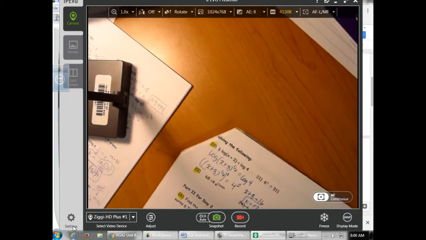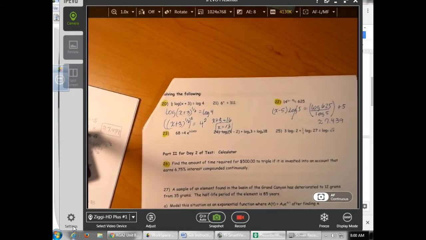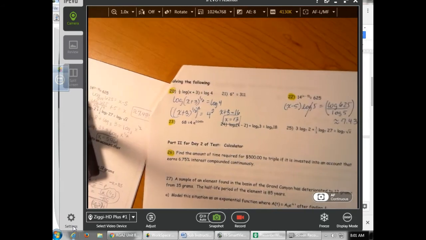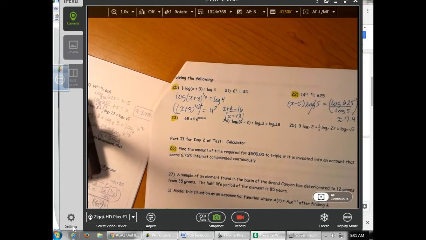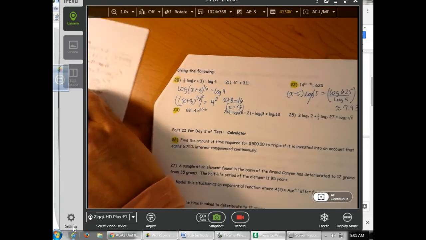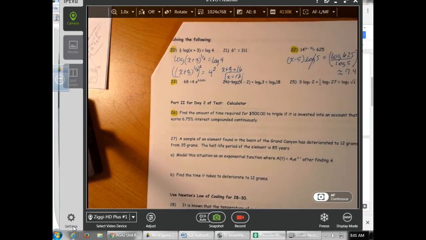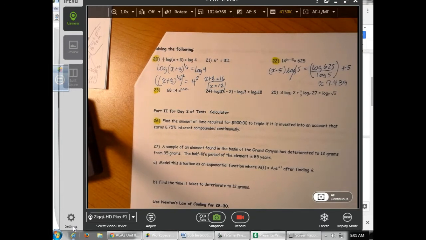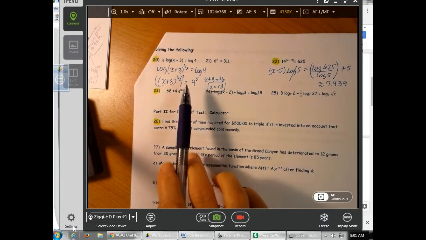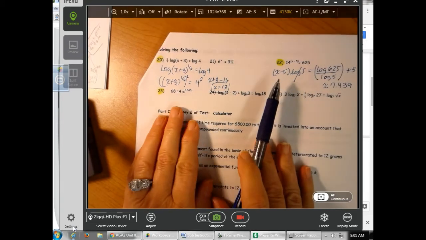Okay guys, I have picked a couple of problems from the review to go over with you, and specifically in this video I'm focusing on the problems that require the use of the calculator, just to kind of help you out with that. So this would be what would be on the day 2 part of the test, or Friday's part of the test. So I picked 20, 22, so let's kind of go over those.